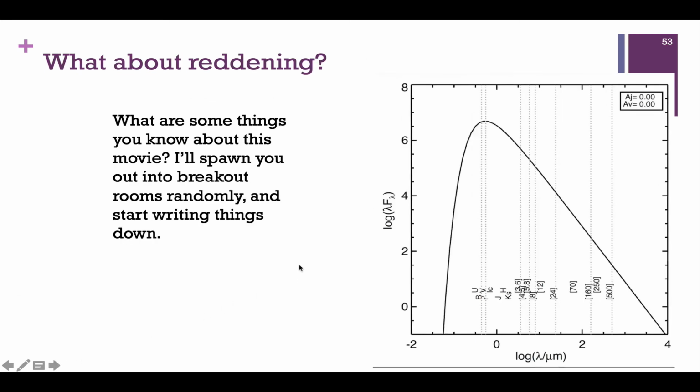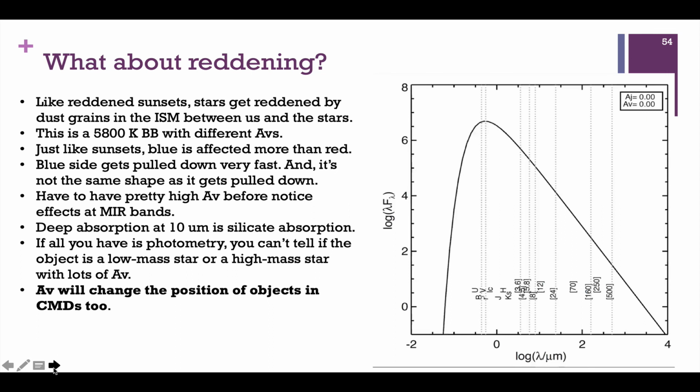What about reddening? So I'm going to break you up into teams and brainstorm about what you know about this movie. Things that I noticed, stars are getting reddened by dust grains in the ISM just like sunsets get red. The movie is a 6,000 Kelvin black body with varying extinctions. Just like sunsets, the blue is affected more than the red. The blue side gets pulled down really fast, and it's not the same shape as it gets pulled down as it was before. You have to have a pretty high extinction before you notice any effects in the mid-infrared.